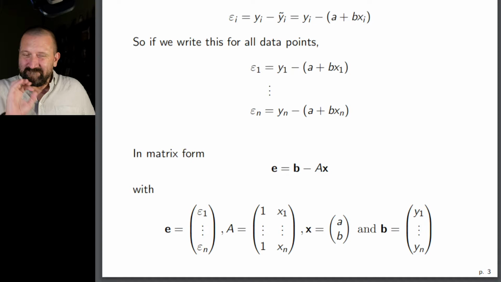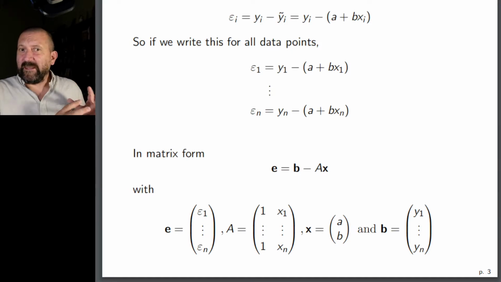What's important here is you can write the error at all the data points in the same way as we have done. So epsilon 1 is simply the ordinate of the data point, y1, minus what is given by our approximation, so a plus bx1. And all the way down to epsilon n, which is yn minus a plus bxn. We can write this in matrix form.